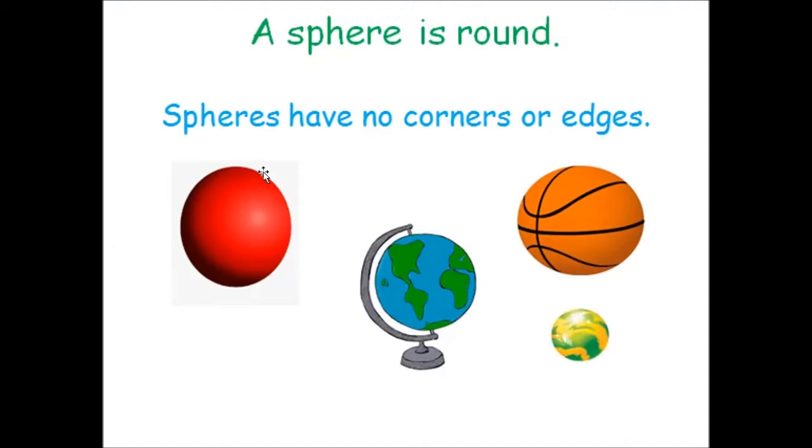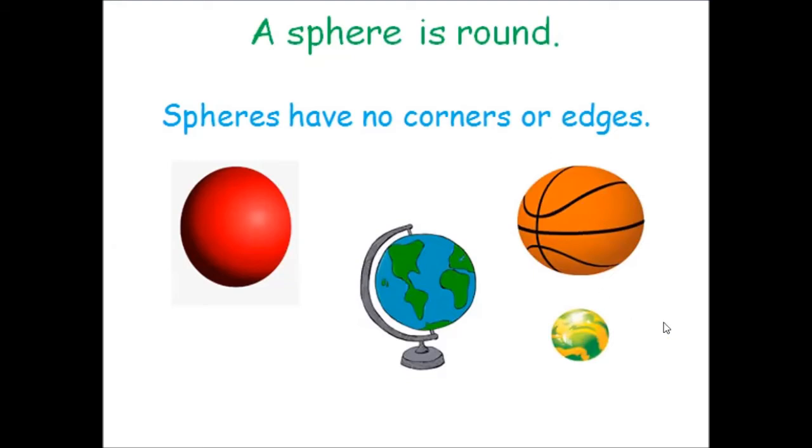So take a look at these spheres. All of them are round. So this is a ball and it's round. This is a globe, which shows us the earth on which we live. And this is round as well. Here we see a marble and this is round. And here we see a basketball.